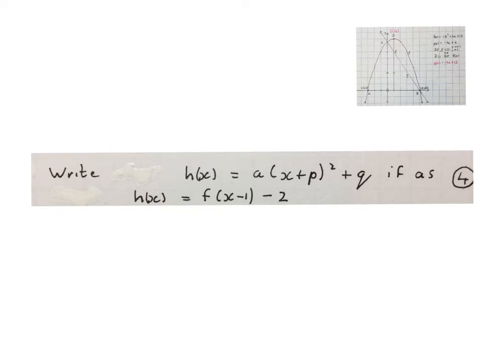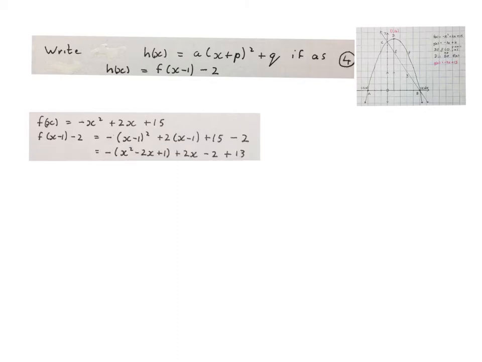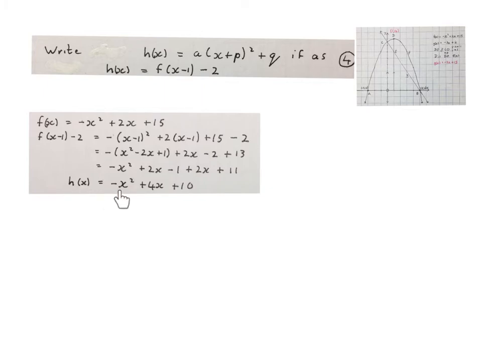But to find the equation, we'll replace all the x values with x minus 1 and then minus 2 from everything. One way to do it is take the original equation of f of x, substitute x minus 1 everywhere in the place of x, and minus 2 from everything. Now you can just do some algebra, square out this bracket, multiply the 2 into this bracket, and simplify. Then you simplify further, and you get h of x equals minus x squared plus 4x plus 10. But now it's not written in this form.